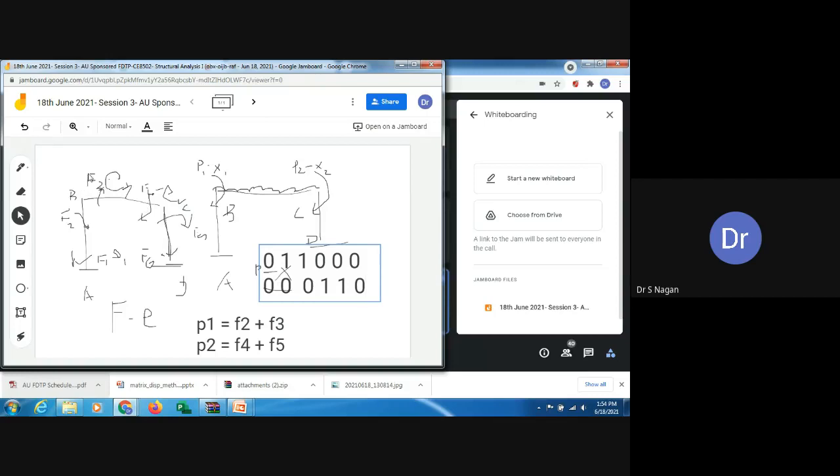So, 4EI1 by L1, 2EI1 by L1, 2EI1 by L1, 4EI1 by L1, and zeros elsewhere. Okay, then next diagonal, 4EI2 by L2, 2EI2 by L2, 2EI2 by L2, 4EI2 by L2. Then the other entries, 0. Then last diagonal, 4EI3 by L3, 2EI3 by L3, 2EI3 by L3, 4EI3 by L3. So, we can easily form the element stiffness matrix.